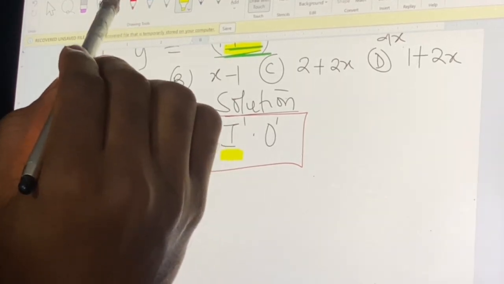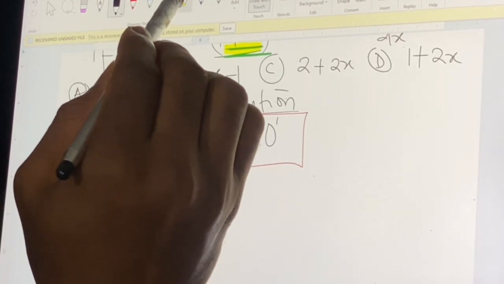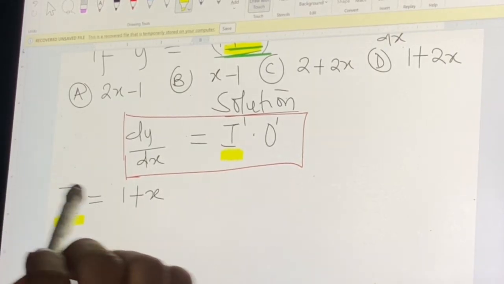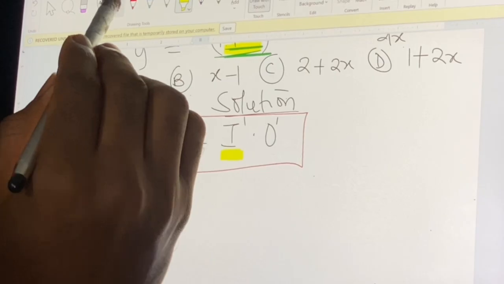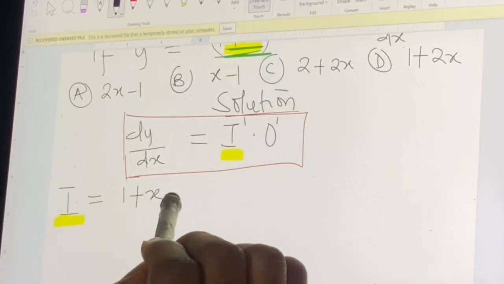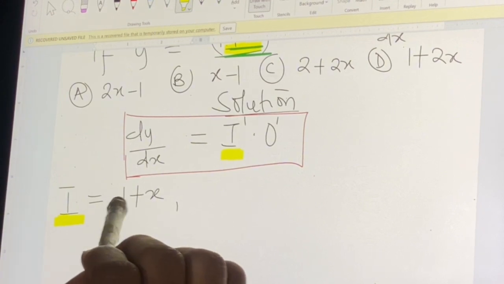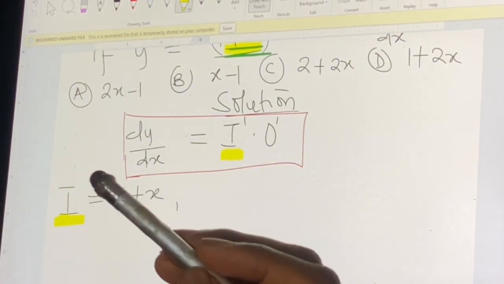How do I get inner derivative? It is to differentiate this inner to get inner derivative. So let's differentiate this. We have 1 plus s, and 1 plus s as a function is polynomial function. So differentiate: 1 is a constant. Derivative of a constant is equal to 0.